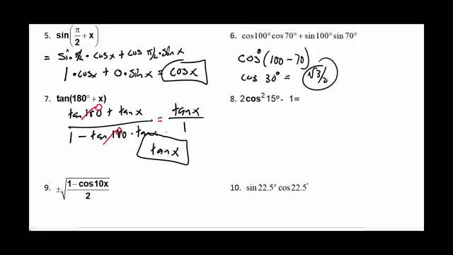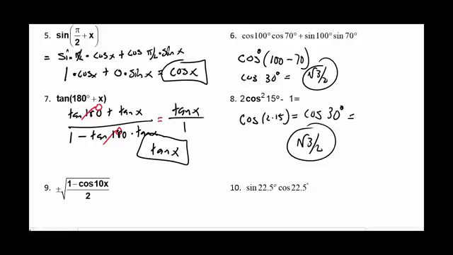Okay, 2 cosine squared 15 degrees minus 1. That's actually a form of the double angle of cosine. So that's cosine of 2 times 15, which is cosine of 30 degrees. Hey, we've seen this one before. So that's square root 3 over 2.